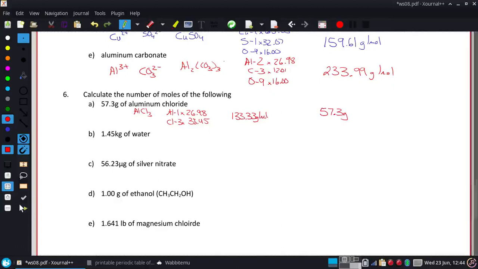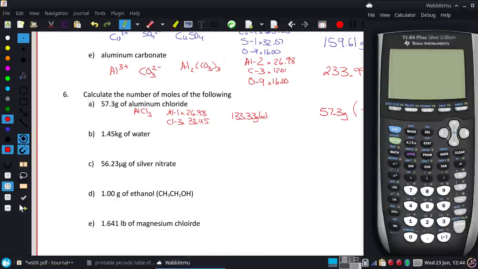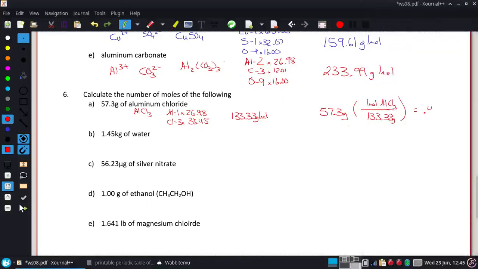And now, with that 57.3, that's grams of aluminum chloride. If I want the moles, I'm just going to divide that by its molecular weight. Let's see. Oops, I'm out of space, but that's okay. We'll get to it. 57.3 divided by 133.33. We get that is 0.430 moles.